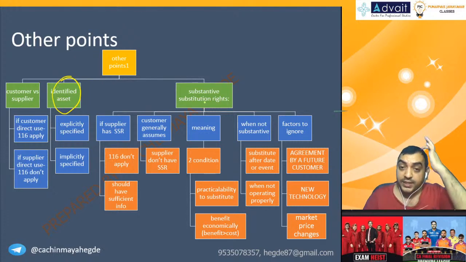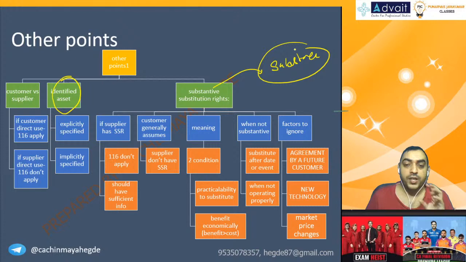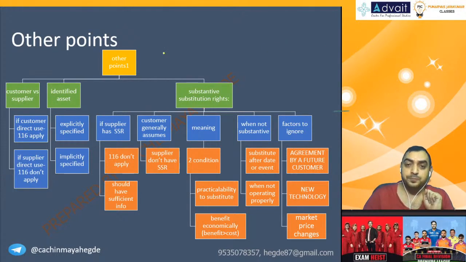Then this substantive substitution right. Substantive means we say substance over form. In substance, who is the owner? So points are there, but the point to be kept in mind is who is the ultimate controller, not of the asset, but who decides the control of the use of the asset. One example is there from the study material.